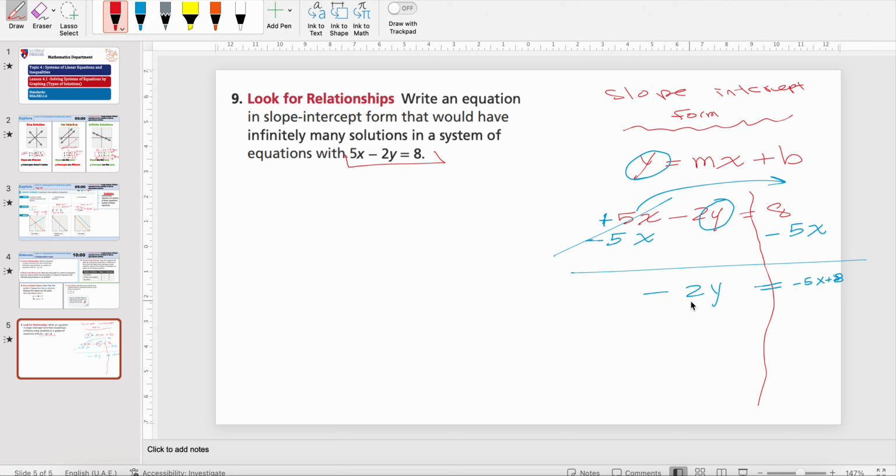Next, what we can do is we need to get rid of the negative 2. Divide by negative 2, everything. Divide by negative 2, divide by negative 2.